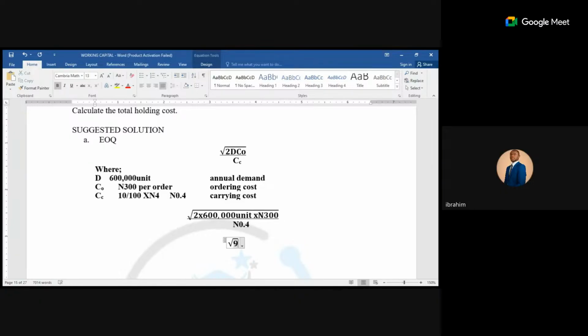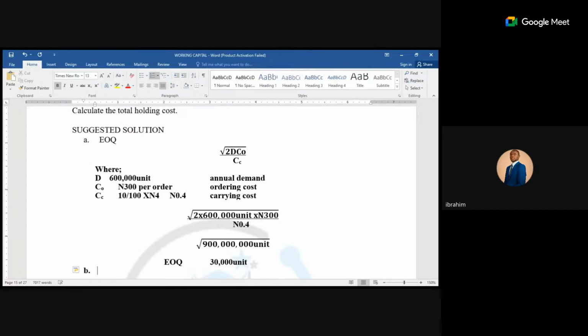900 what? Is it in naira? No, it's in units, because this is naira, and this is naira. Naira cancels naira, you have units. So when you look for the square root, what is the EOQ? 30,000 units. Okay, 30,000 units is the EOQ. We are done with the first question.